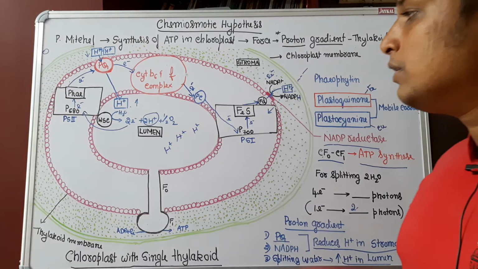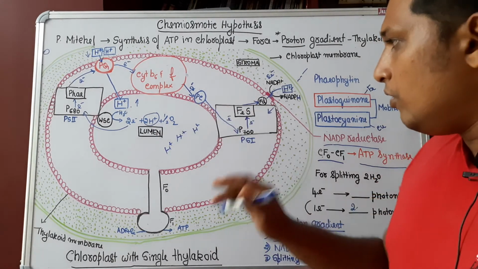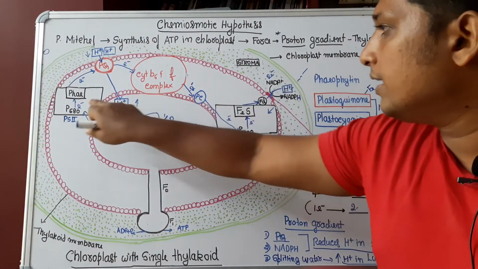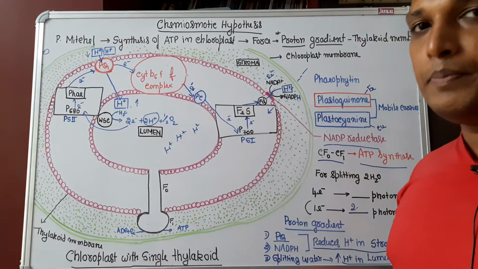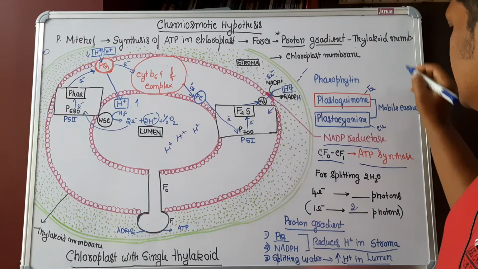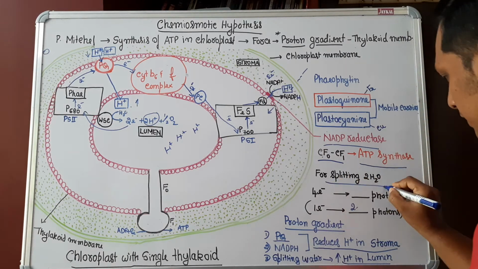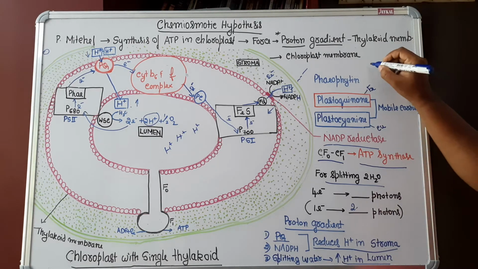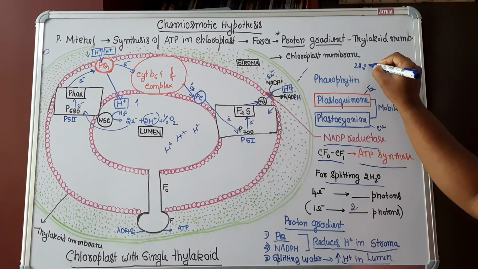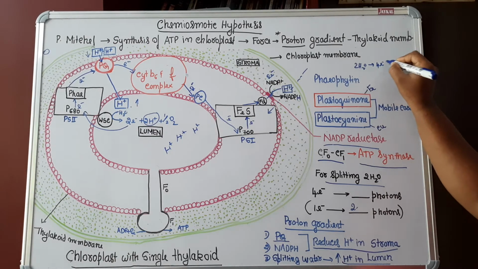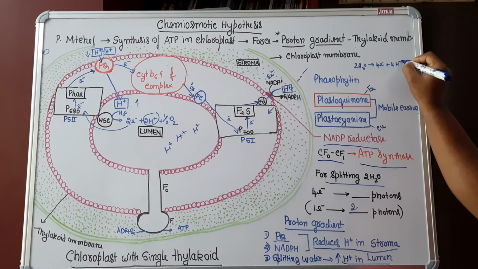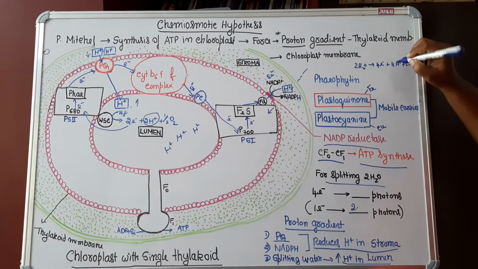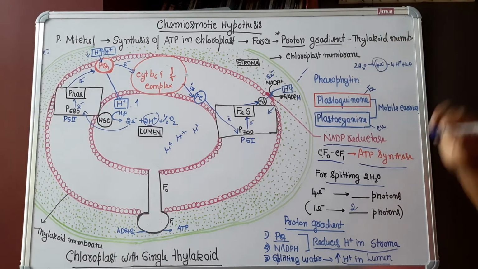Now here one question can be formed. We know that to transfer one electron, two photons are required, one to stimulate P680, one to stimulate P700. For splitting two water molecules, how many photons are required? When two water molecules are split, there will be formation of 4 electrons, 4 protons and 2 oxygen molecules. Now here we'll focus on the 4 electrons.